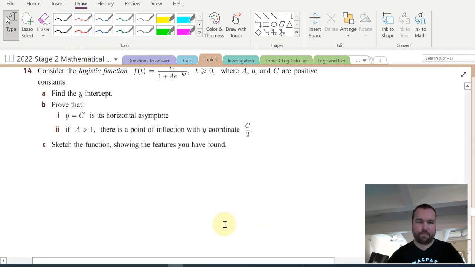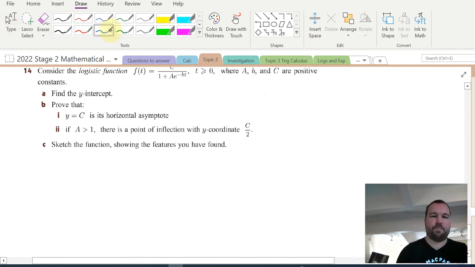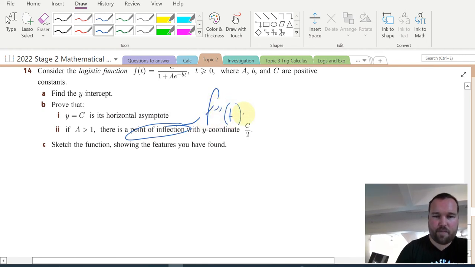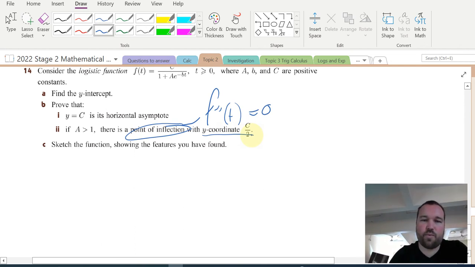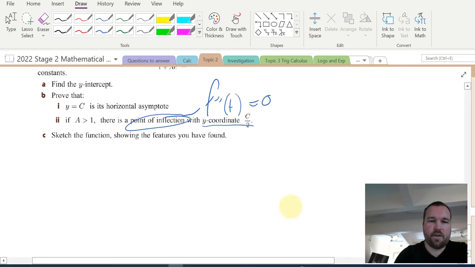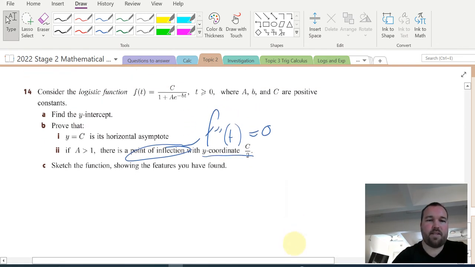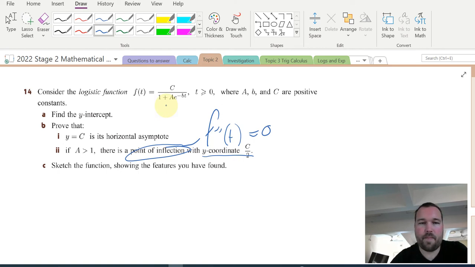Alright, point of inflection implies that we need to find f double dash t is equal to 0. And because then we're going to get the y-coordinate of c on 2, we need to find the t value and then sub it back in. Alright, this will involve doing either the product rule or the quotient rule twice. So, I guess we might as well start.